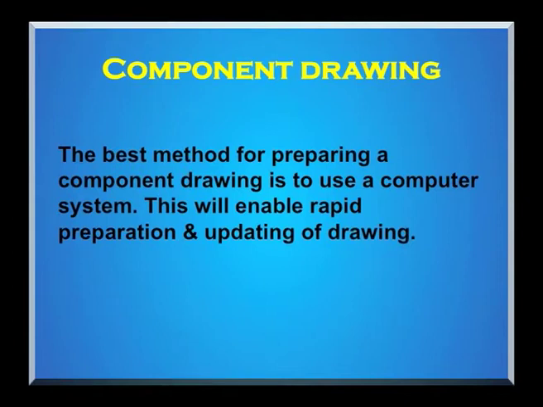Component specification. The main specification requirements are the component drawing, artwork, and the quality control tests and standards. First one is component drawing. Now, the best method for preparing a component drawing is to use a computer system. This will enable rapid preparation and updating of drawings. Several rules should be observed.